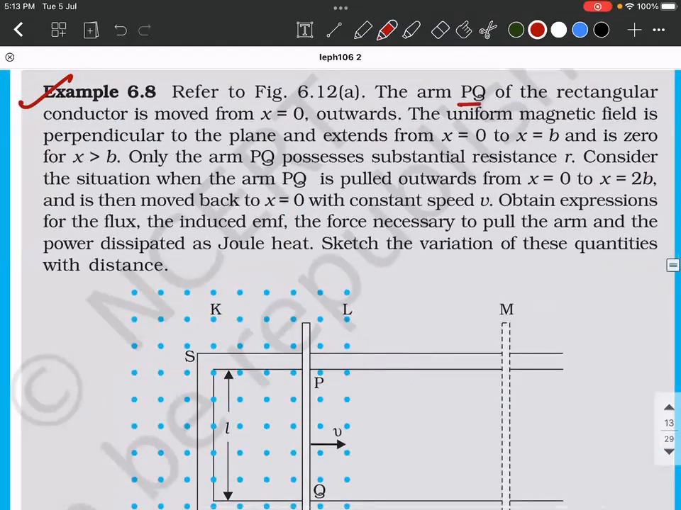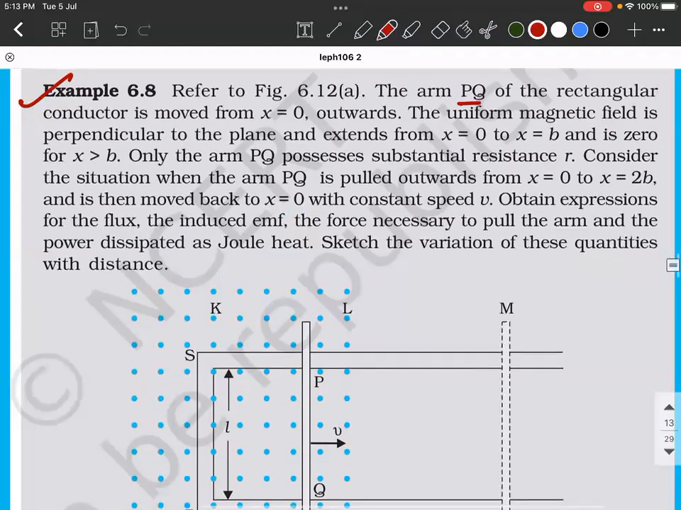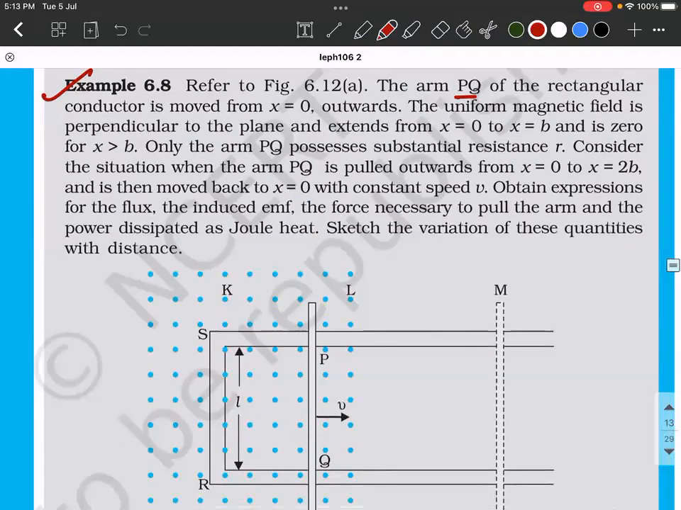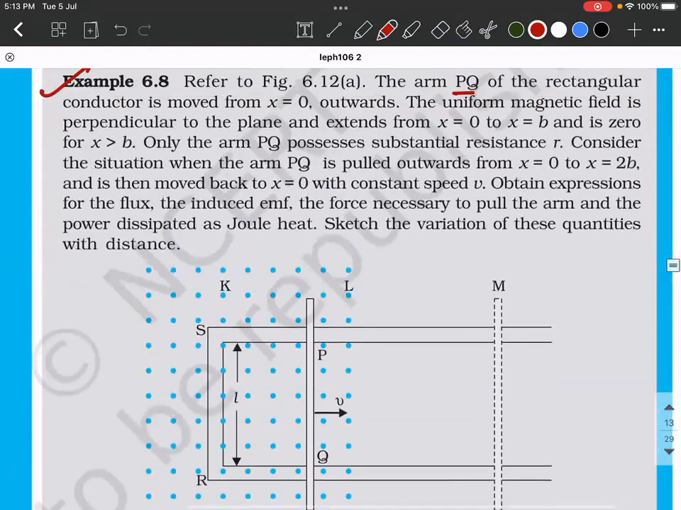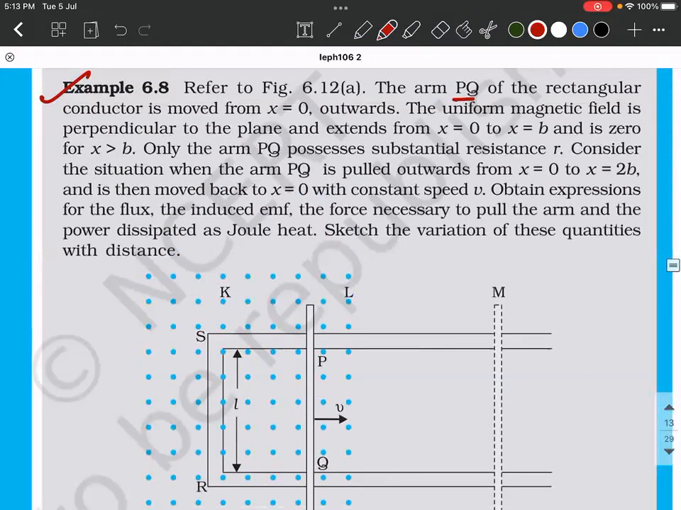The arm PQ of the rectangular conductor is moved from x equal to 0 outwards. A uniform magnetic field is perpendicular to the plane and extends from x equal to 0 to x equal to b and is 0 for x greater than b. Observe: from x equal to 0 to x equal to b, there is a uniform magnetic field. Beyond b, the magnetic field is 0.